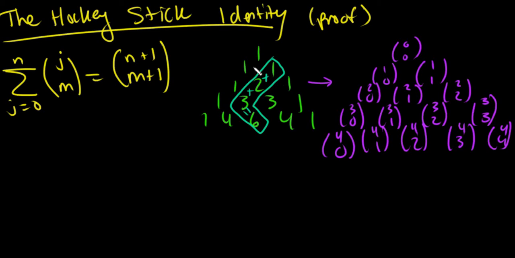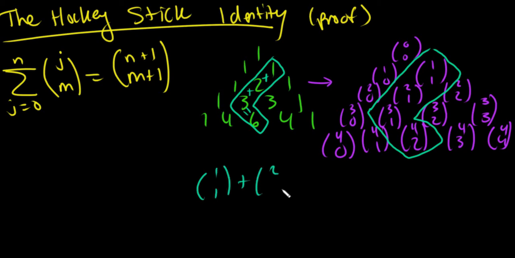As we saw in the last video, Pascal's triangle is really just a bunch of binomials in disguise. So I could draw an equivalent stick by drawing this guy. It should be the case that 1 choose 1 plus 2 choose 1 plus 3 choose 1 should equal 4 choose 2.